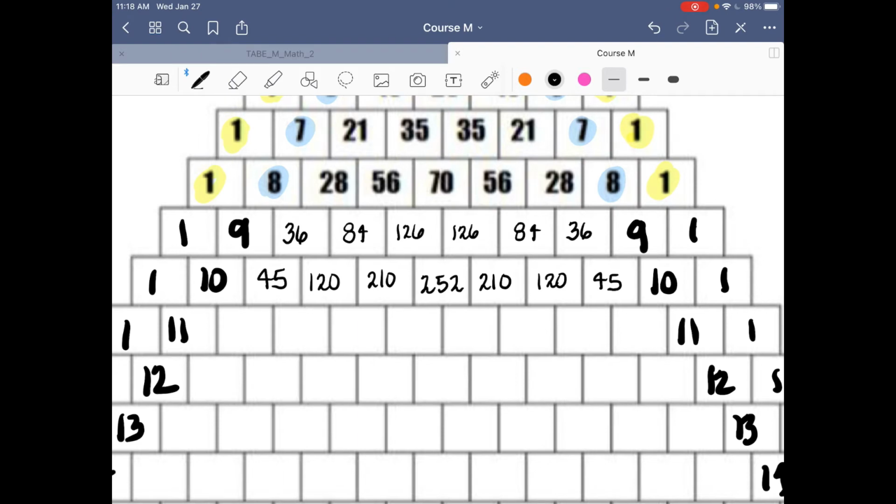Okay, 10 and 45, that's 55. Then 120 plus 45 is 165. Then 120 and 210 make 330.